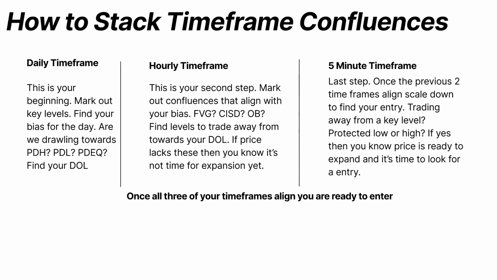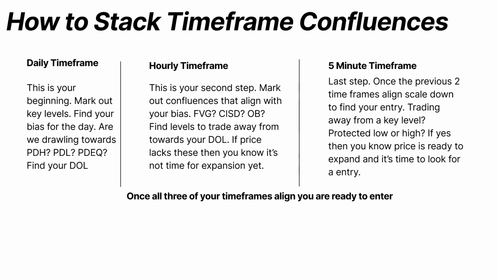Now, how to stack these time frame confluences. So the daily time frame is obviously your beginning. You mark out your key levels. You find your bias for the day. Are we drawing towards previous day high, previous day low, previous day equilibrium? Are we drawing towards a fair value gap? Are we drawing towards a relevant swing? Just find your draw on liquidity. Now, I don't have this on the slide, but it's okay to use the hourly time frame as a draw on liquidity as well. You can do that. Just make sure that it aligns with the daily. Like if the daily's bullish, don't look for a swing low on the hourly as your target. That doesn't make any sense.